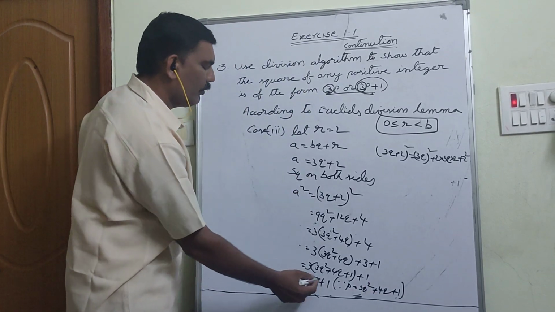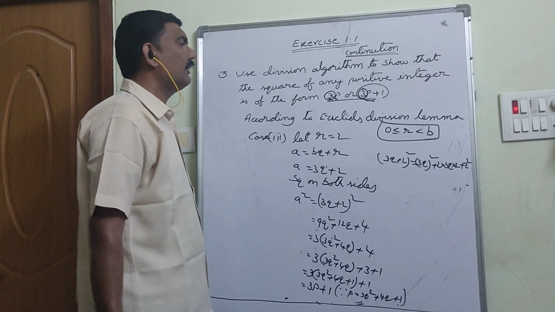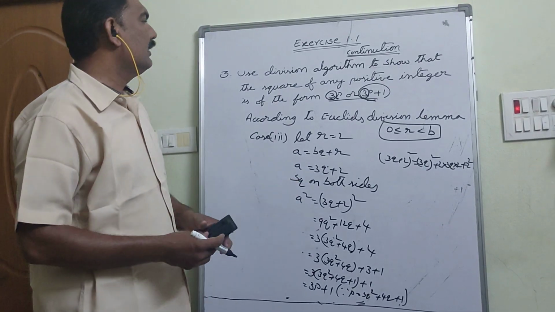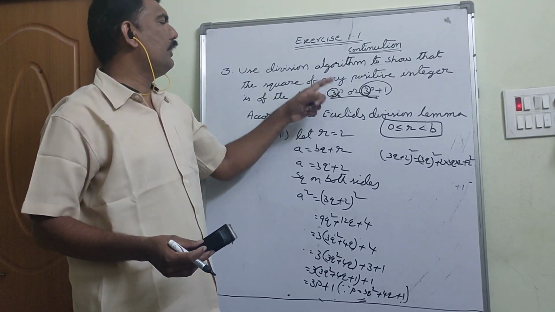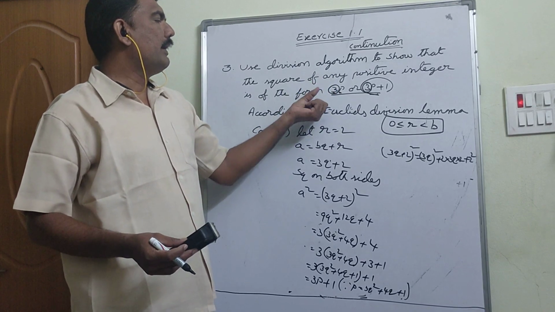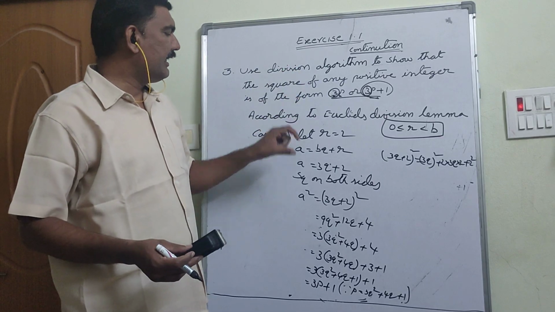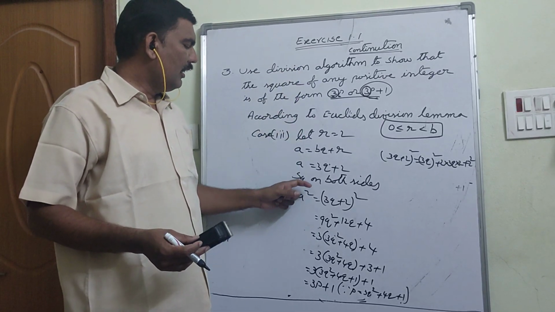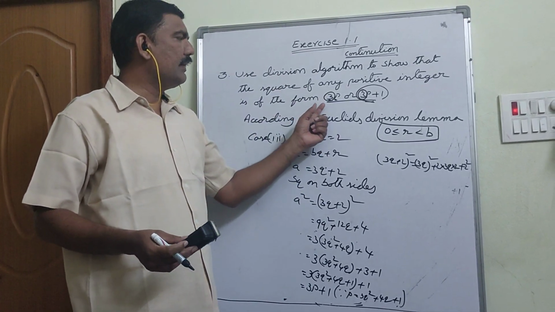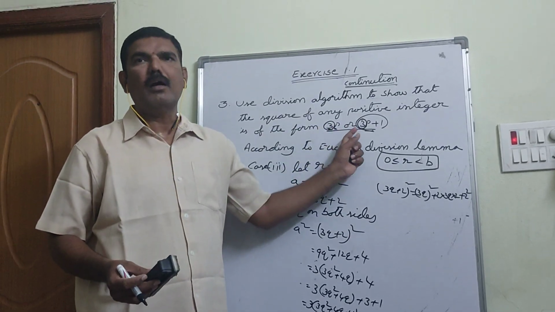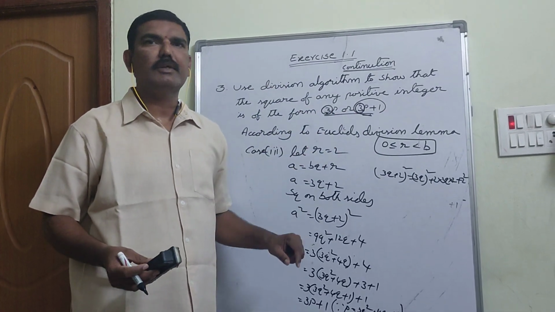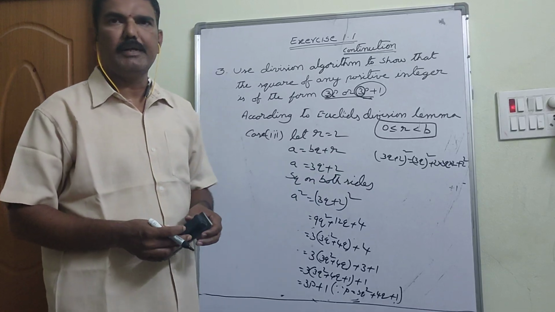Again, a square, how much did you get? It is in the form of 3p plus 1. Now you proved that any positive integer, if you divide it by 3, the remainders will be 0, 1, 2 only. And in those 3 cases, if you do squaring, you always get either the form 3p or the form 3p plus 1. This problem is completed.